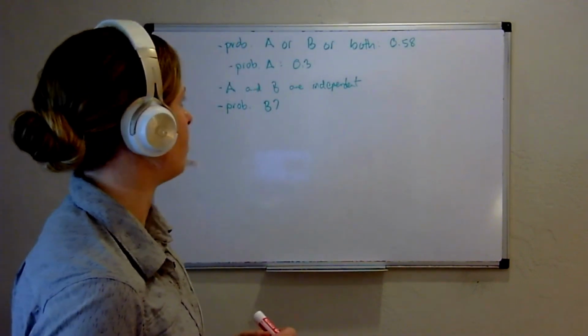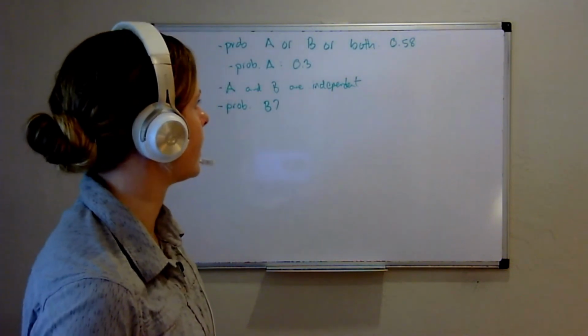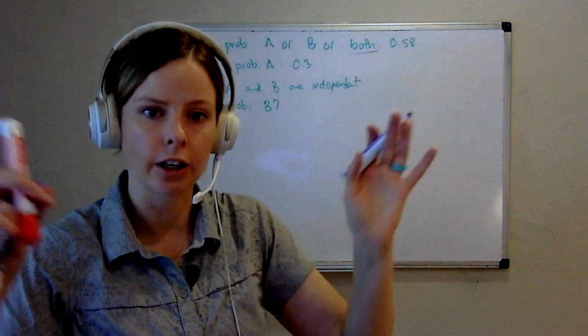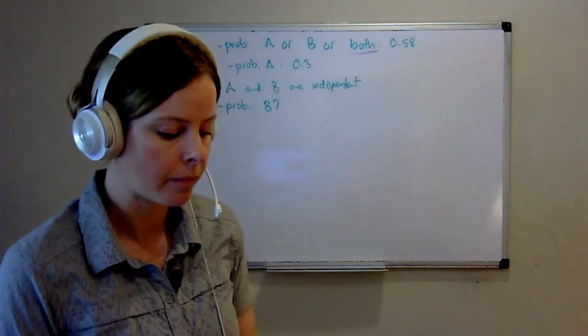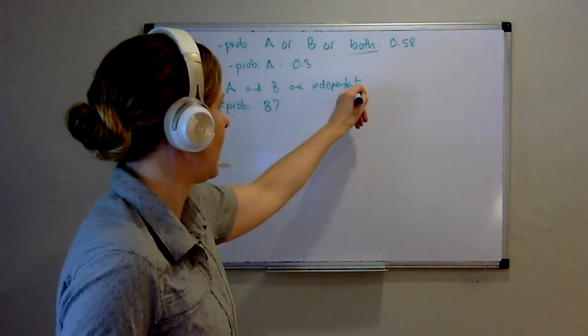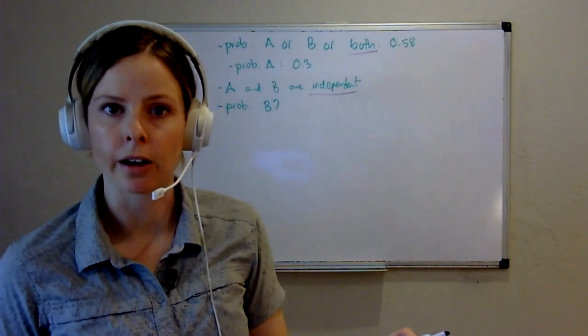A or B or both, that both definitely stands out to me. It tells us that these things are not necessarily mutually exclusive, right? They could both happen at the same time. This word independent tells me that the outcome of A doesn't impact the outcome of B.